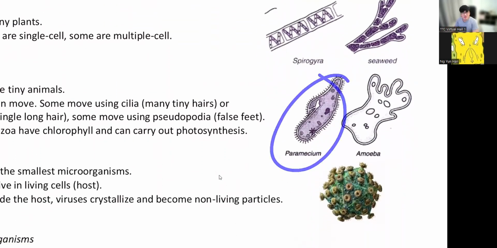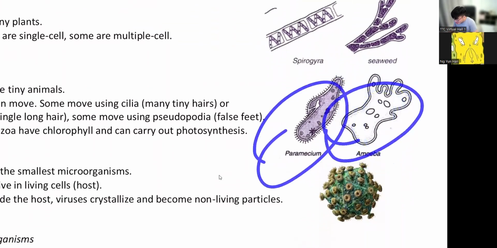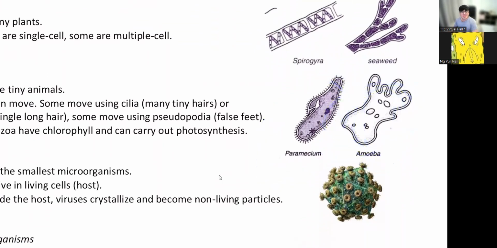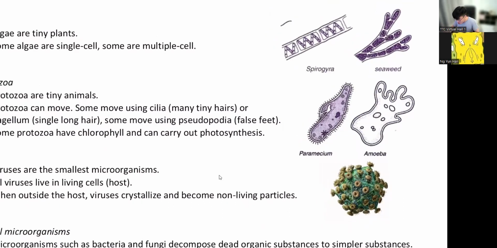Do you know what a paramecium is? Do you know what an amoeba is? Have you seen this thing before? These two, you can find them in any lakes. You go to any fresh water, not sea water, they cannot survive in salt. You just go to any lake or any pond, scoop a little bit of water, put it under the microscope, and you can happily see them swimming. You see, they're tiny animals because they can move.